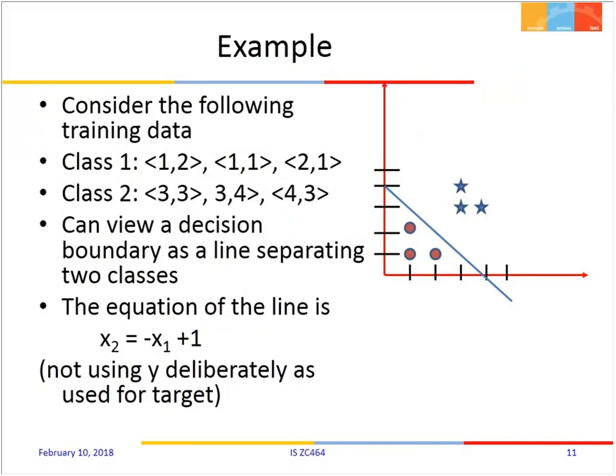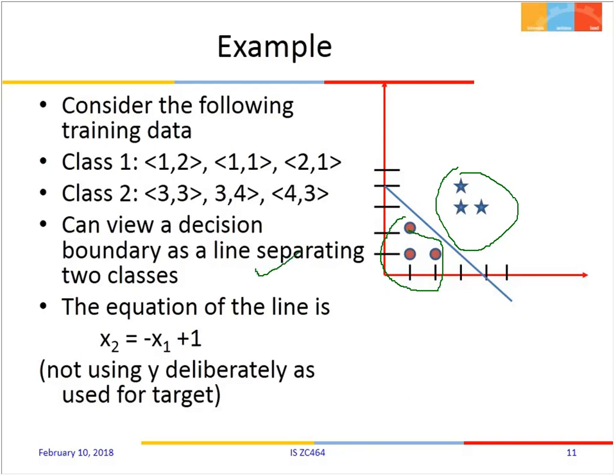Suppose these are the 3 points in one class and these are the 3 points in another class. They are linearly separable. I have taken 2 features, 1 and 2. This particular point is lying in class 1, this one is lying in class 1, and likewise the other 3 points. So you can view a decision boundary as a line separating these 2 classes.